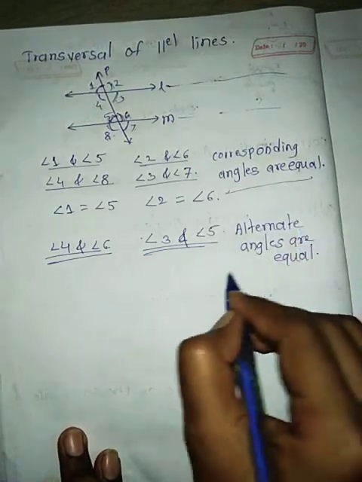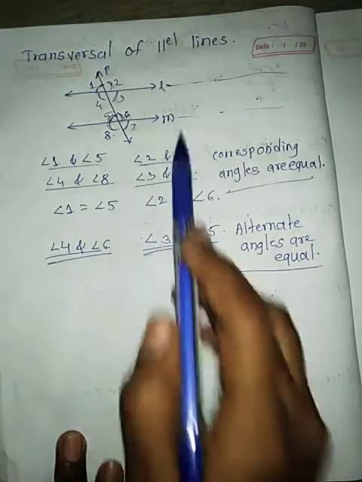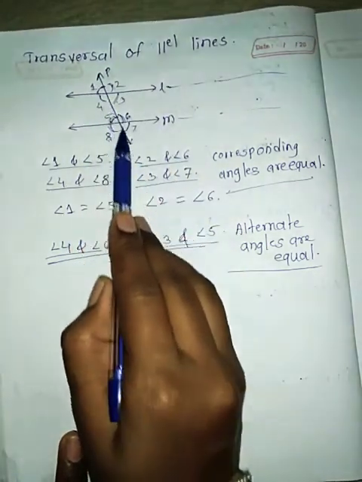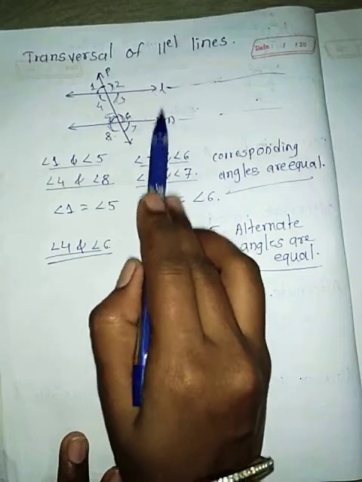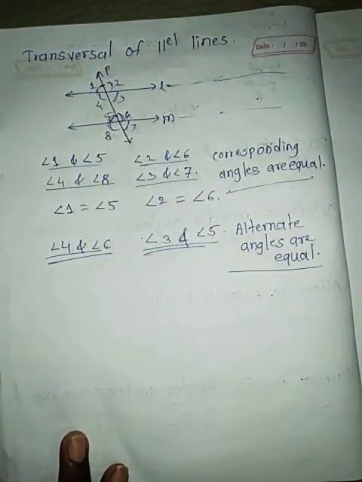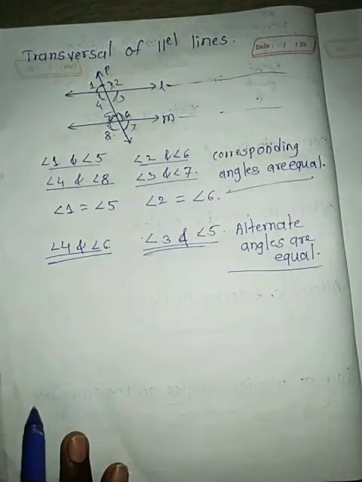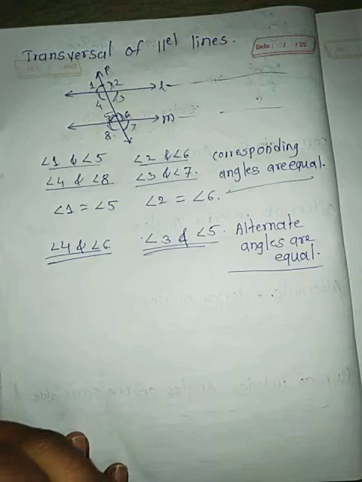Why are corresponding angles equal and alternate angles equal? Because this transversal line is cutting the two lines L and M, and those lines L and M are parallel to each other. So the corresponding angles are equal and alternate angles are also equal.